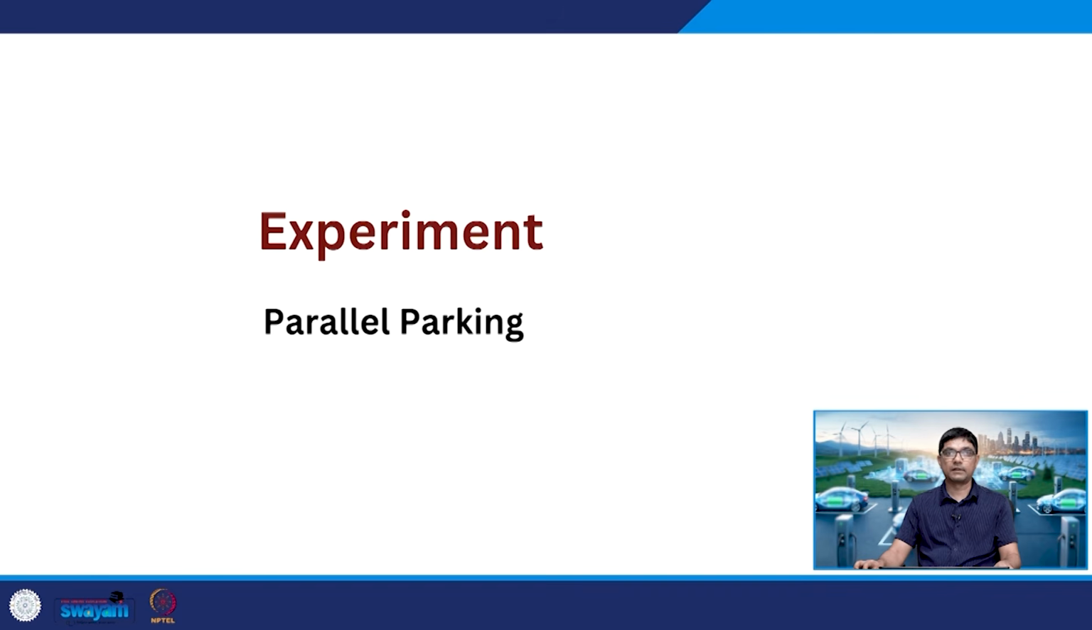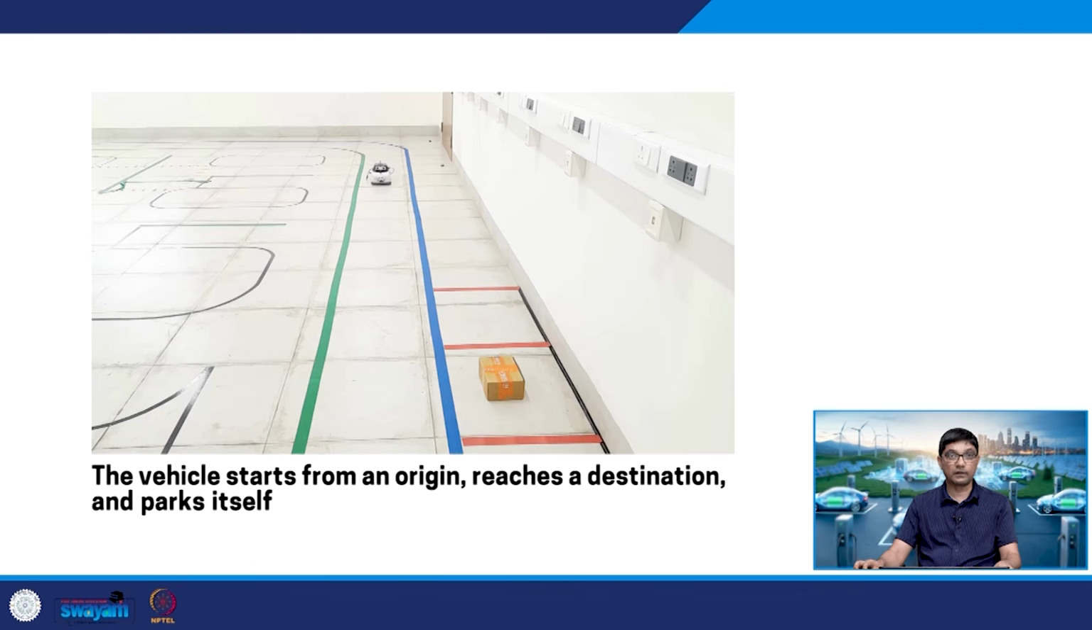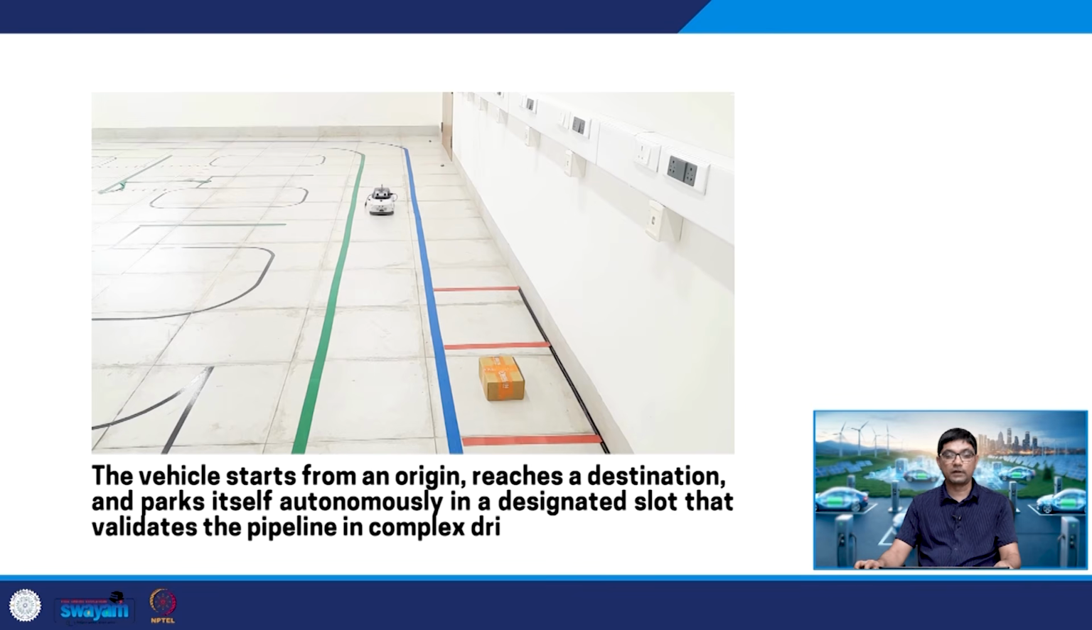In this experiment, we see how a vehicle travels through a lane, identifies a parking spot and then parks itself autonomously in a given parking lane.